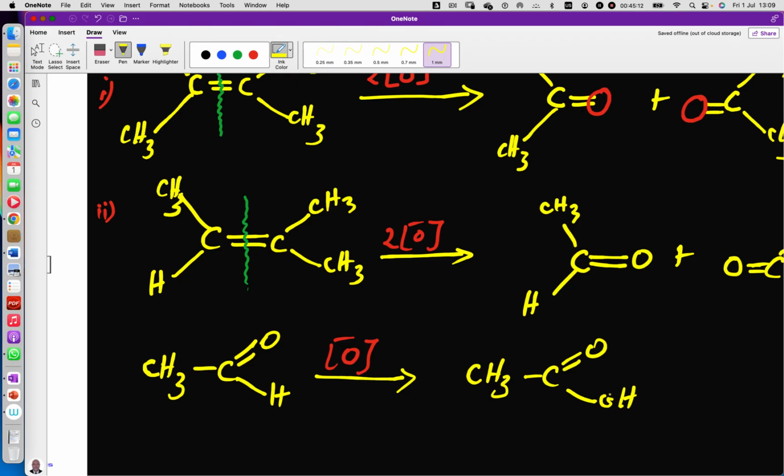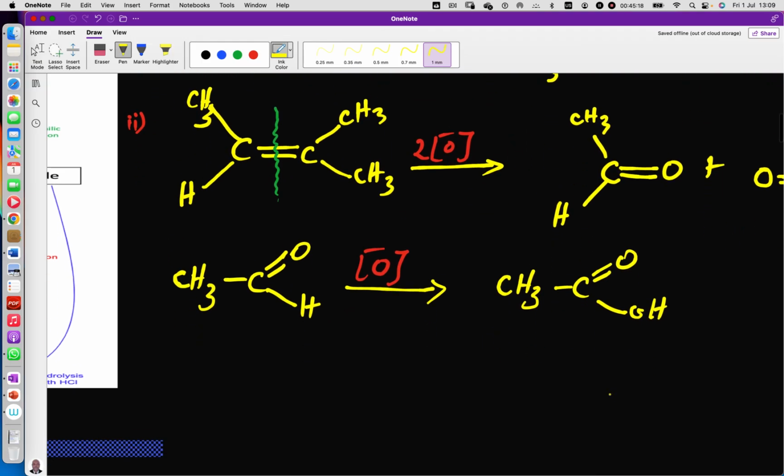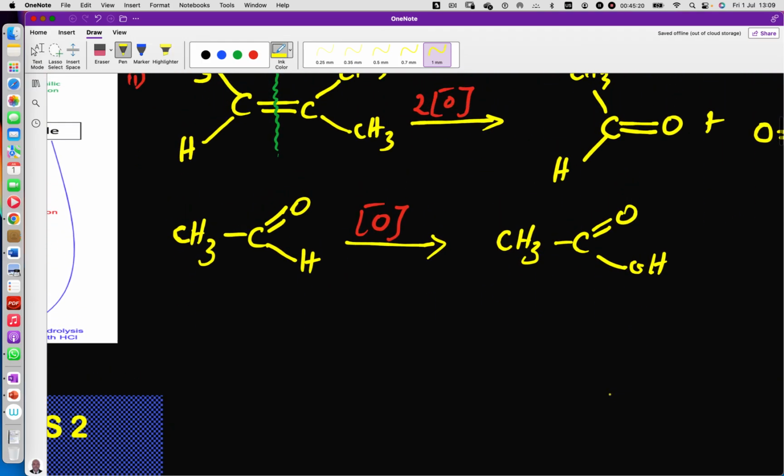That will be an ethanoic acid that's going to be formed. Then another condition, number 3: if the alkene has only hydrogen at one end, let me say this is the alkene, oxidation of the alkene.